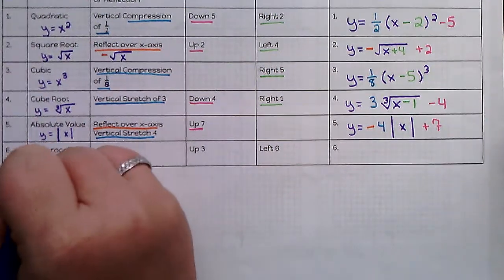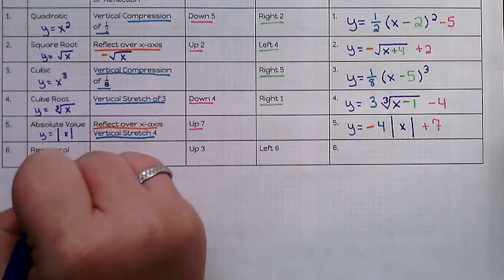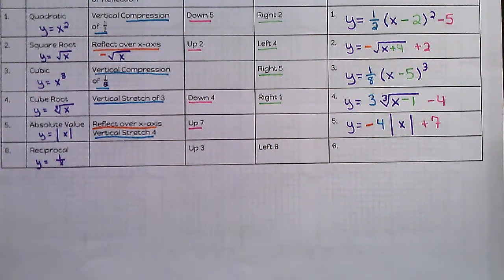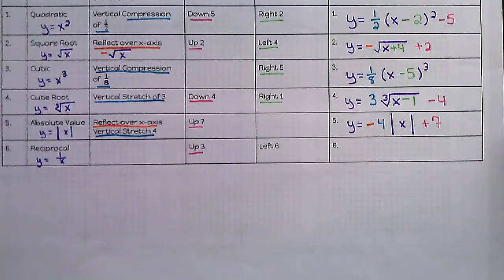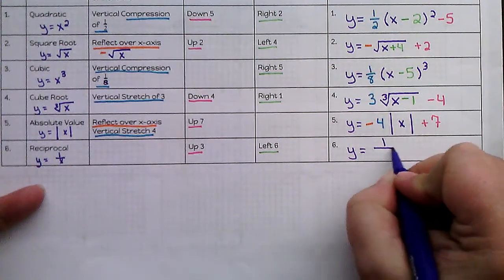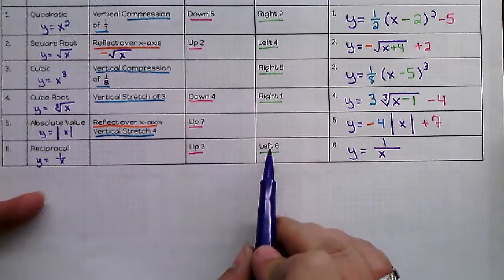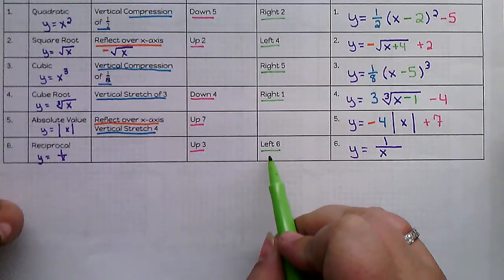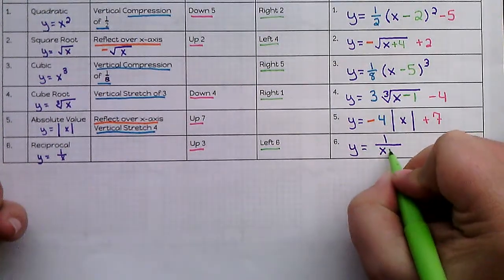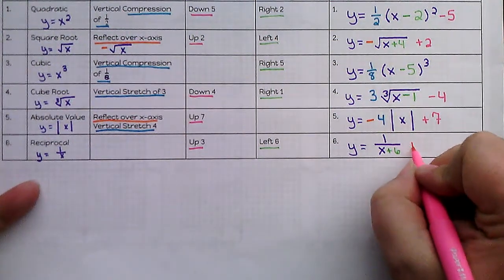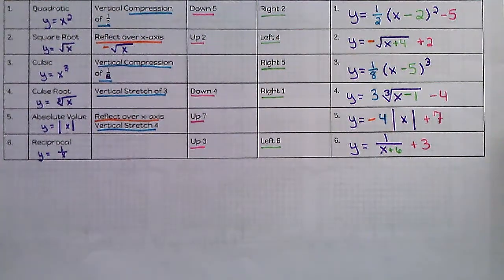Okay, last but not least to write, the reciprocal, 1 over x. No vertical stretch or compression for this one. Up 3 and left 6. y equals 1 over x. Which one of these goes in the denominator with the x? Hopefully you're aware that it's the left 6. Left, we think negative, but we do the opposite. So plus, and up is outside, so that does what we expect it to do, +3.